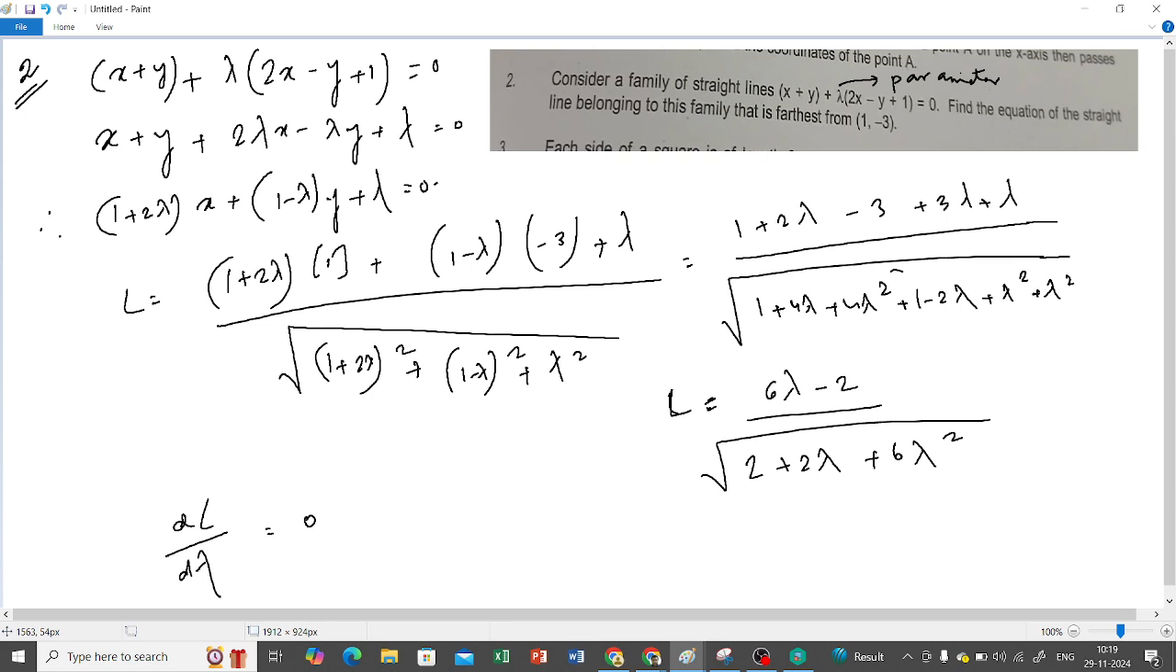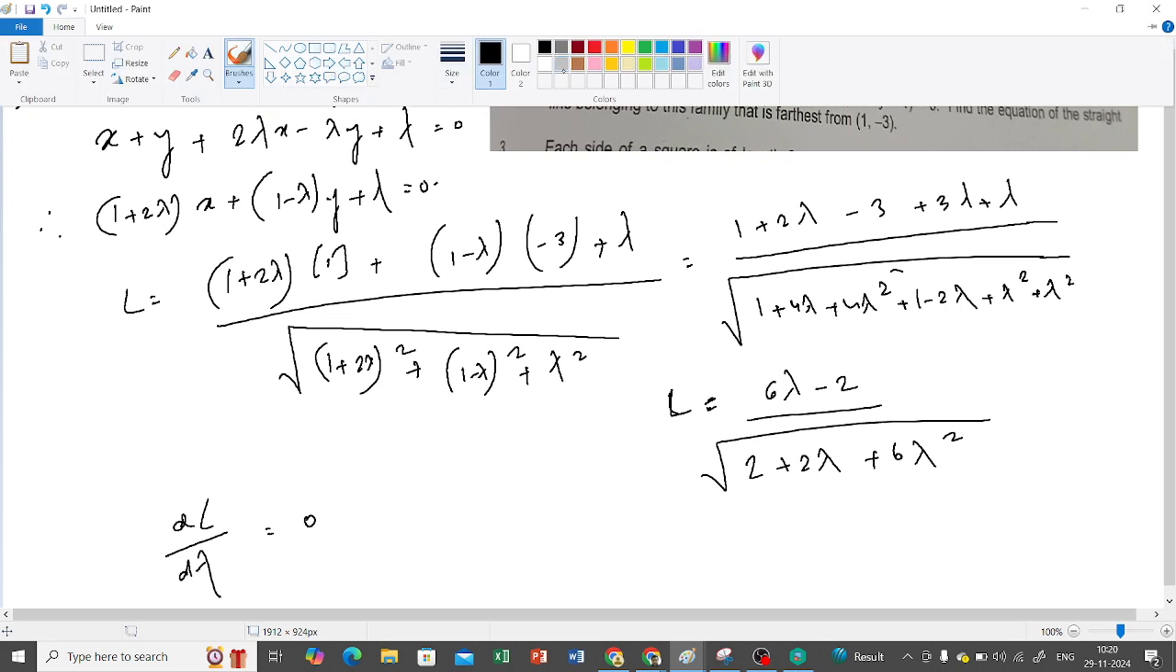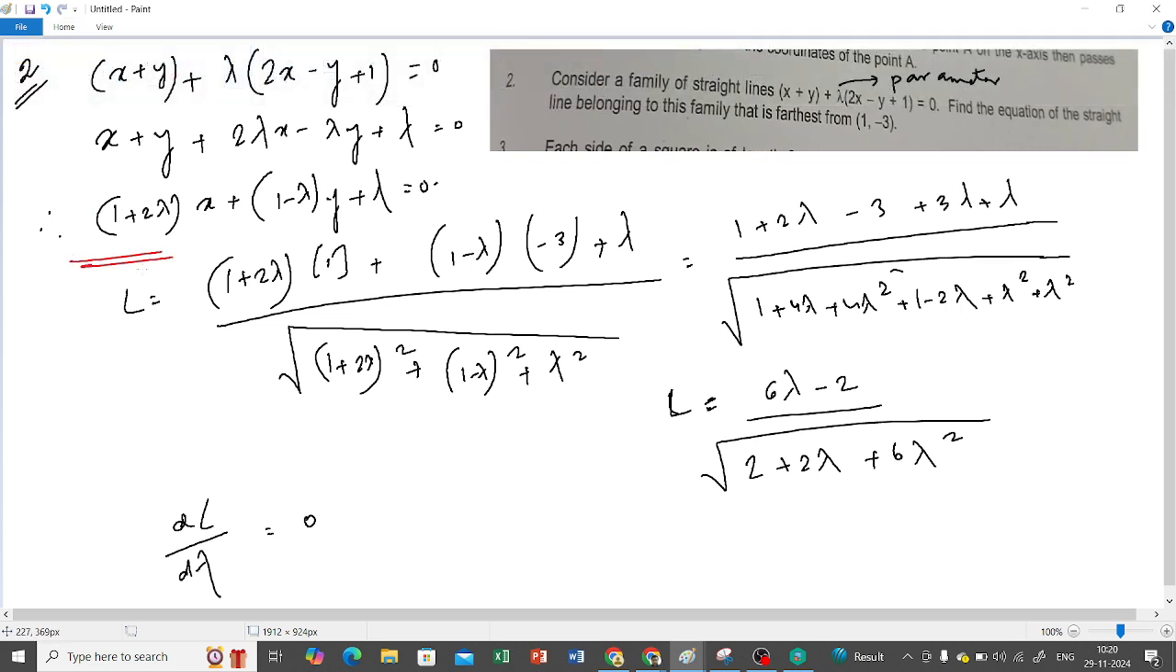So what I have done, first of all, is club the x and y coefficients in one place: 1 plus 2 lambda within bracket x plus 1 minus lambda within bracket y plus lambda equals to 0. The required equation will be obtained from this parametric equation only, and the required line has to be farthest from this particular point.